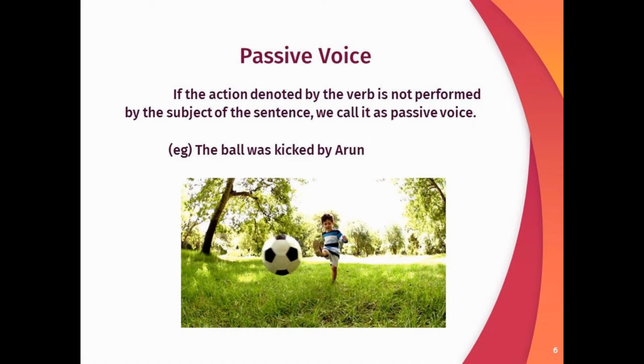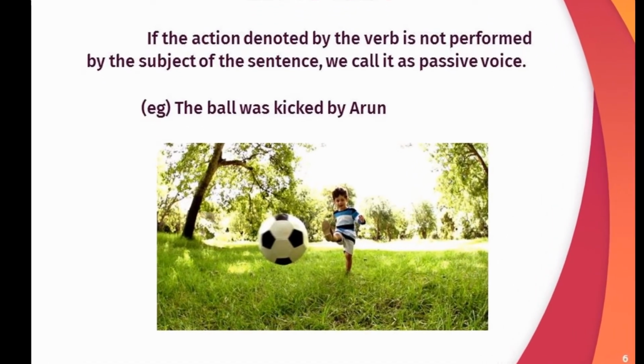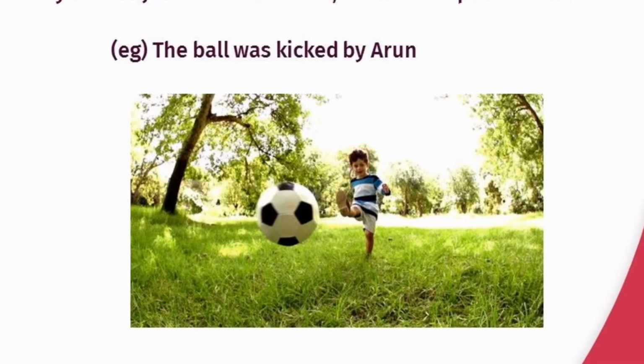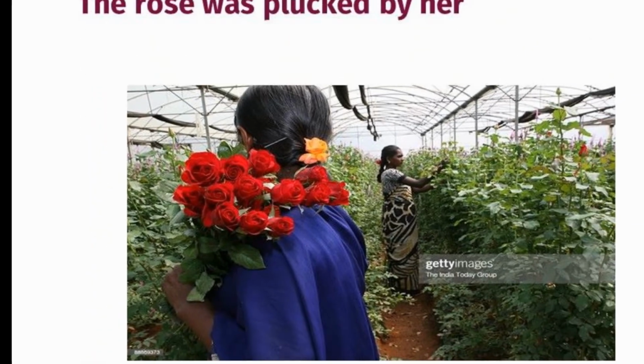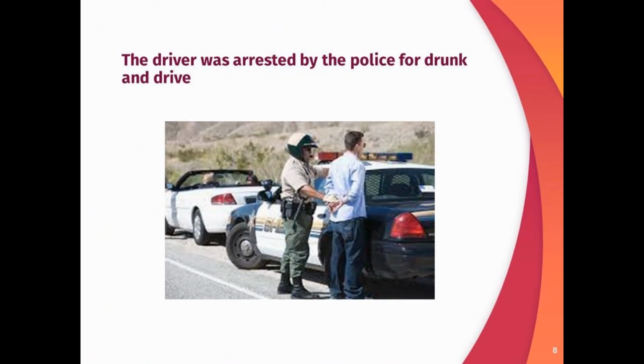Next, we are going to see about passive voice. If the action denoted by the verb is not performed by the subject of the sentence, we call it passive voice. Example: the ball was kicked by Arun. A rose was plucked by her. The driver was arrested by the police for drunk and drive.